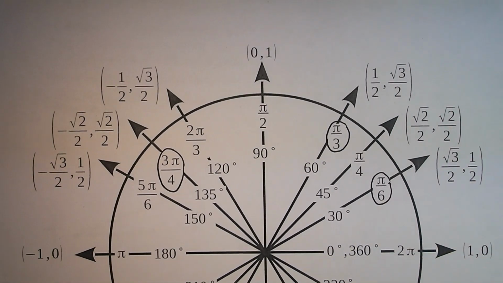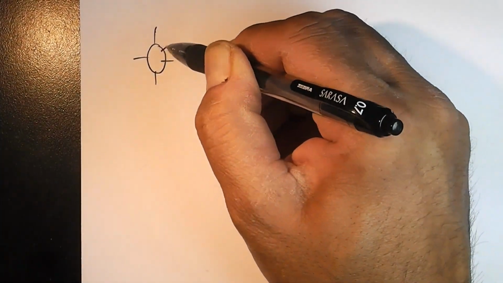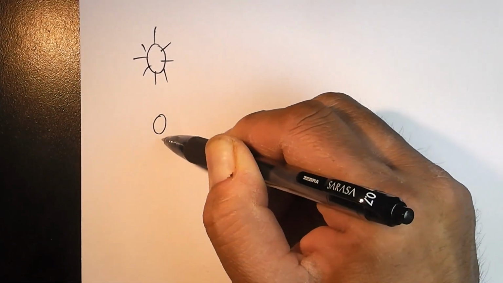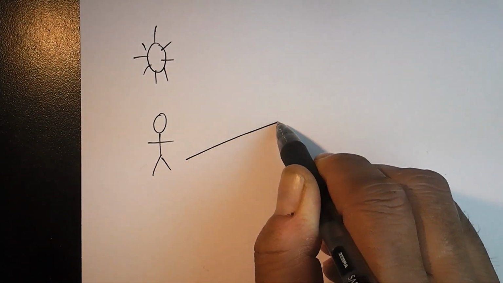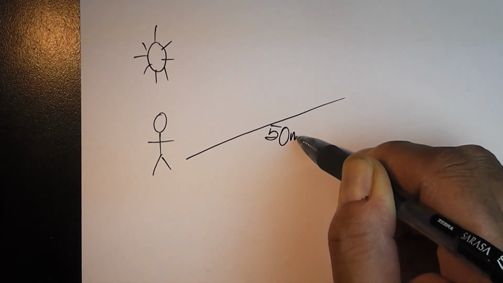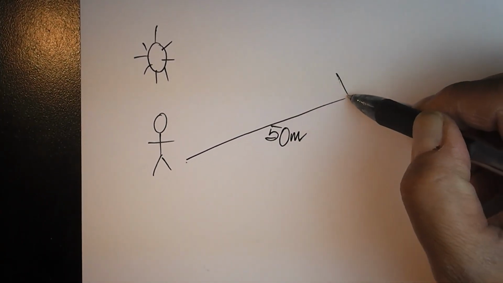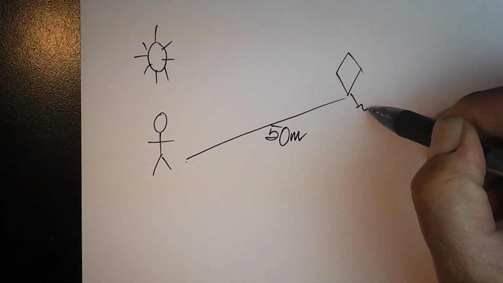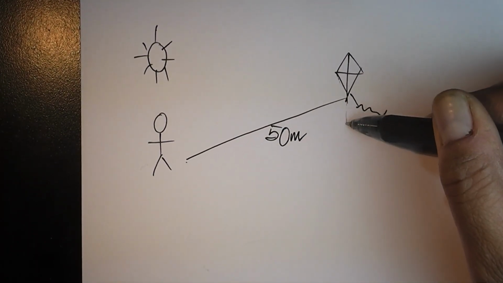Okay, so the first example. So we've got a sun directly overhead. Ravi is flying a kite. The length of the string is 50 meters. And when the sun hits the kite, it creates a shadow.